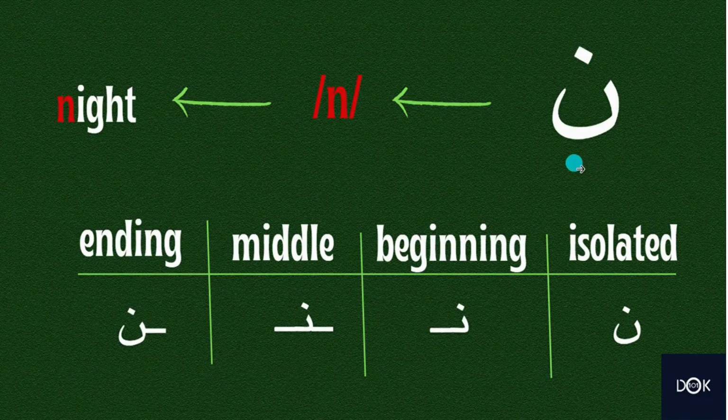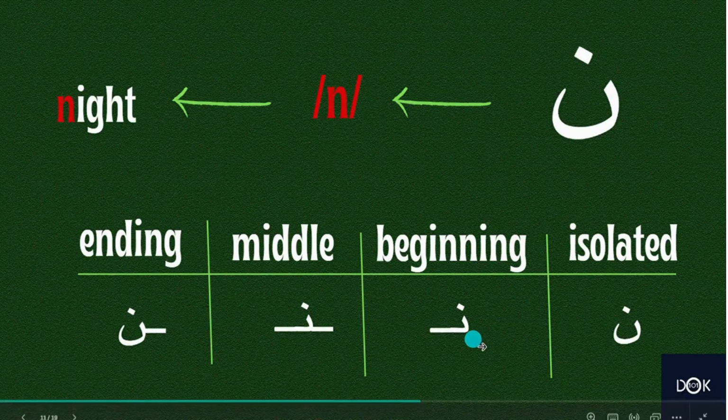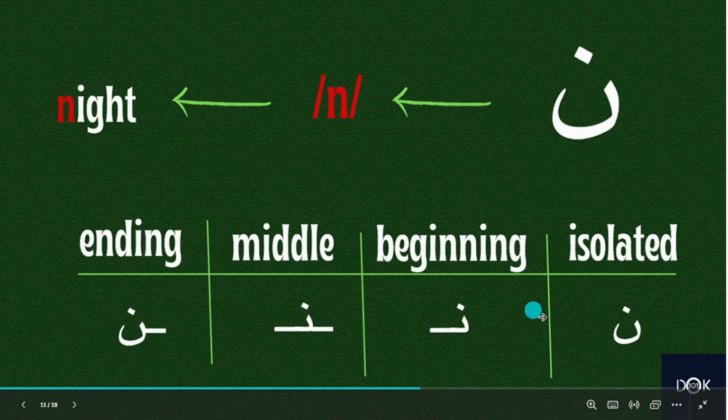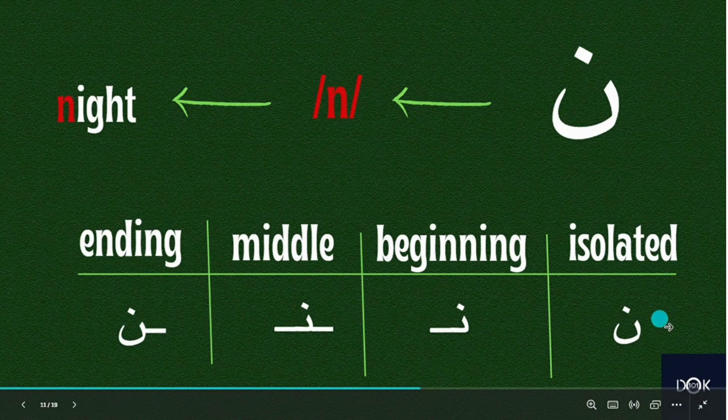So the next letter is letter noon, and the sound of letter noon resembles the sound of letter N in the word night. Noon, n, and it's pretty simple. Now, when noon is joined to other letters, it does resemble the letter ba, but the difference is that ba has a dot under it and noon has a dot over it. So there's nothing confusing about it. Noon is written in an isolated form this way with a dot over it.